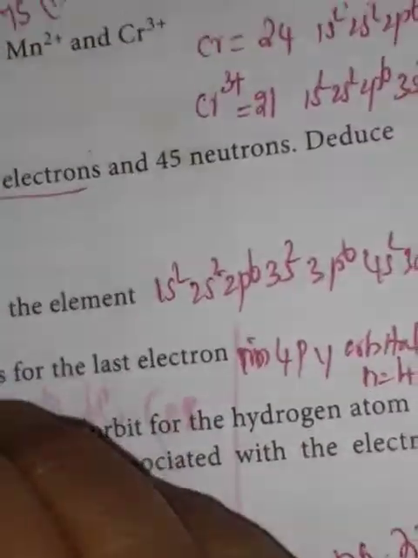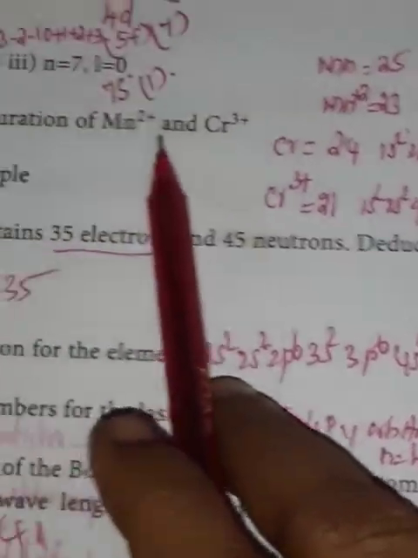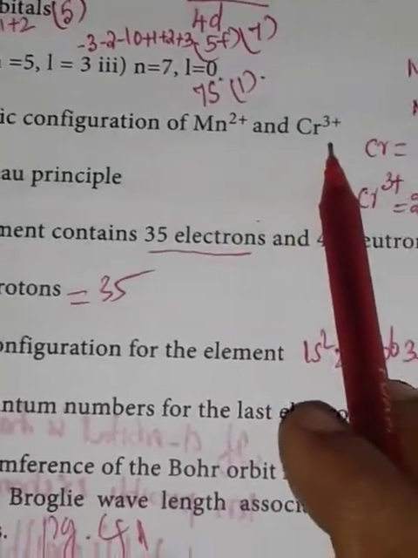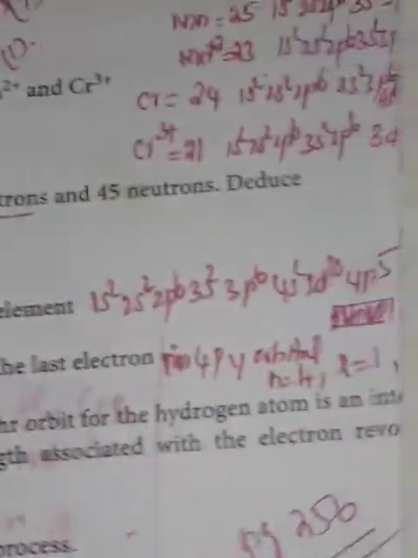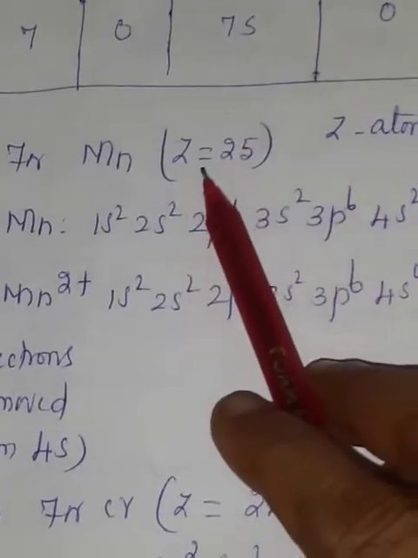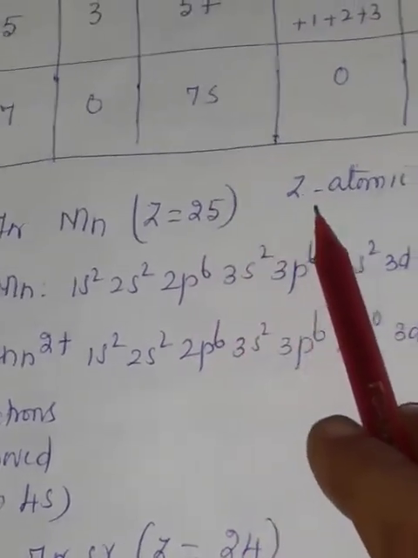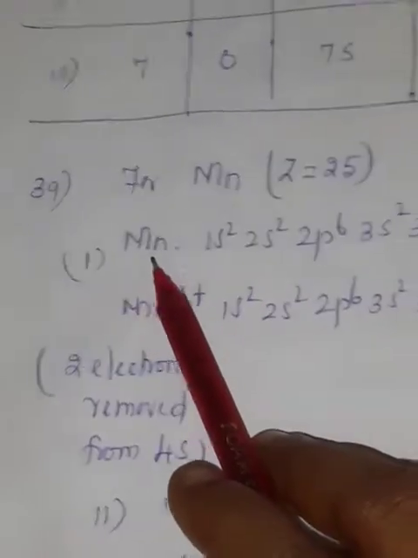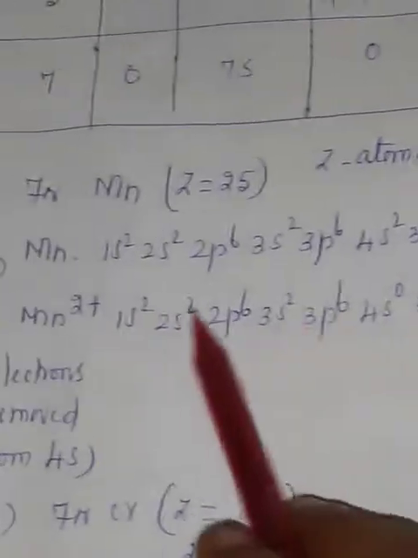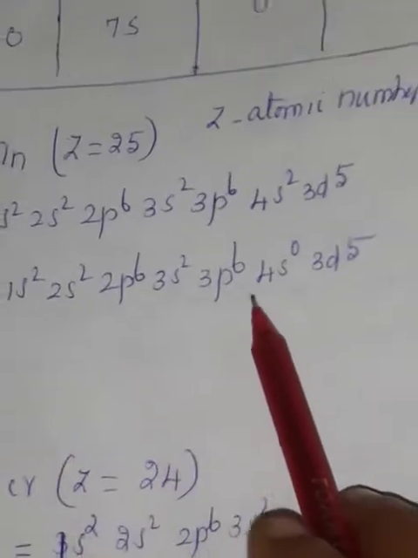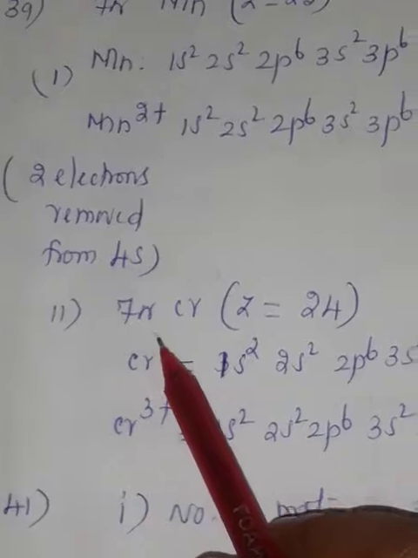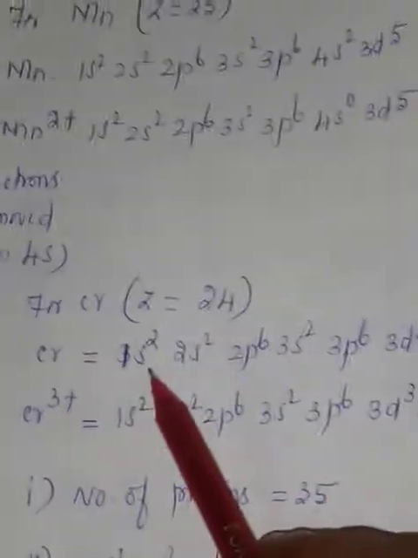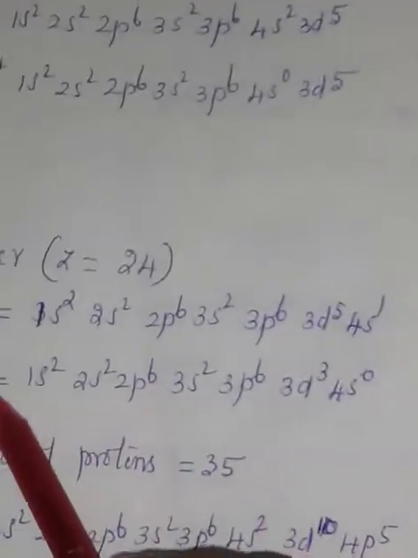Okay. Next, 39th question. Give the electronic configuration of Mn2+ and Cr3+. Mn has atomic number 25. Z means atomic number. So for Mn2+, 2 electrons are removed from the 4s orbital. For chromium, atomic number 24, this is the expected configuration.